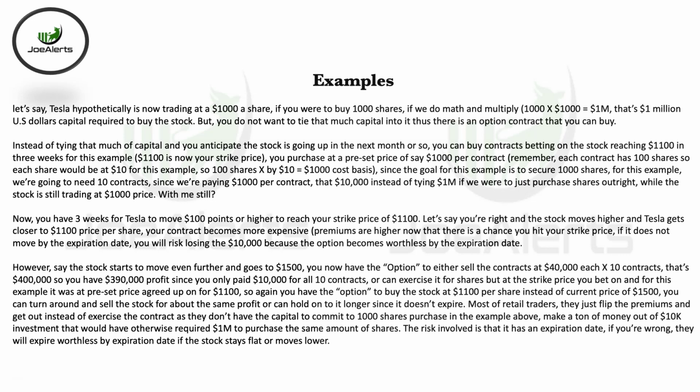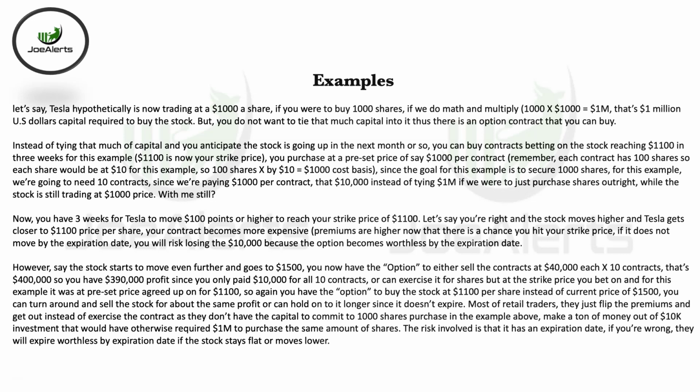With me still? Okay. Now, you have 3 weeks for Tesla to move 100 points or higher to reach your strike price of $1,100. Let's say you're right and the stock moves higher and Tesla gets closer to the $1,100 price per share. Your contract becomes more expensive. Premiums at this point are higher now that there is a chance you hit your strike price. So it becomes more valuable. Now, if it does not move by the expiration date, you will risk losing all the $10,000 because the option becomes worthless by the expiration date if the stock does not move up or down.